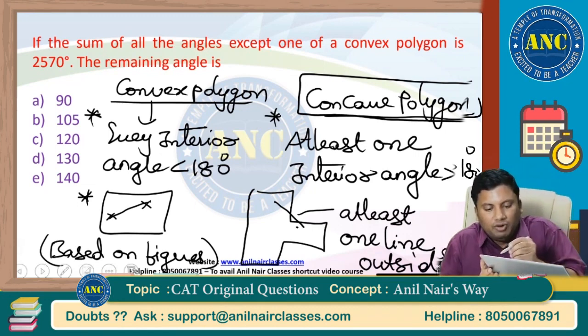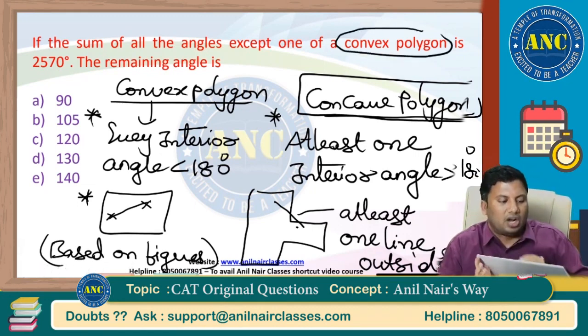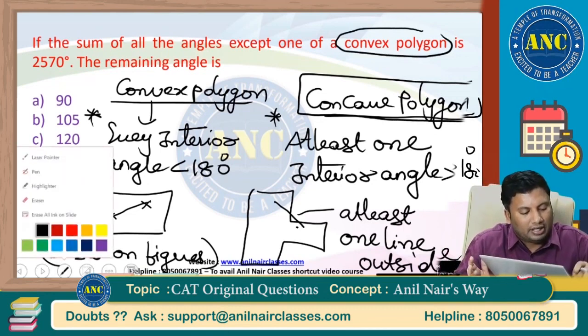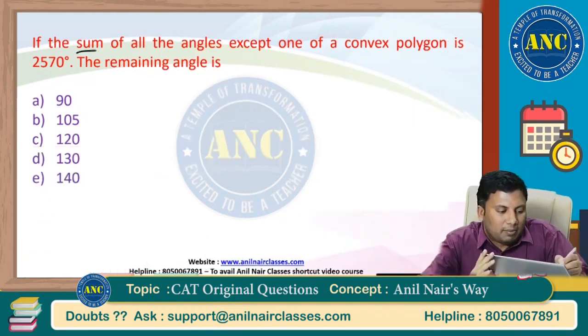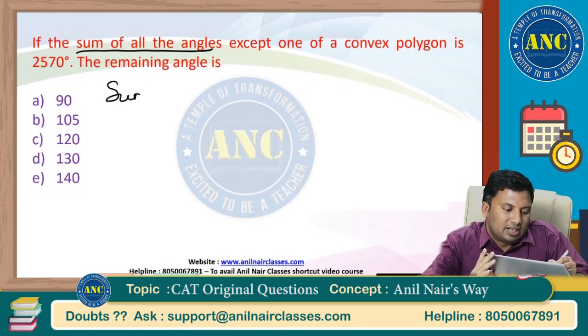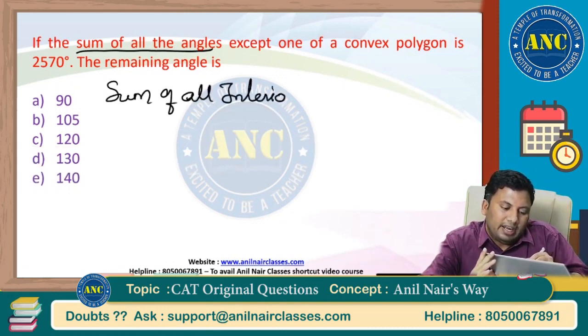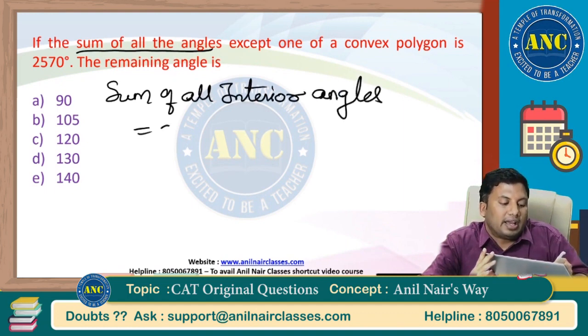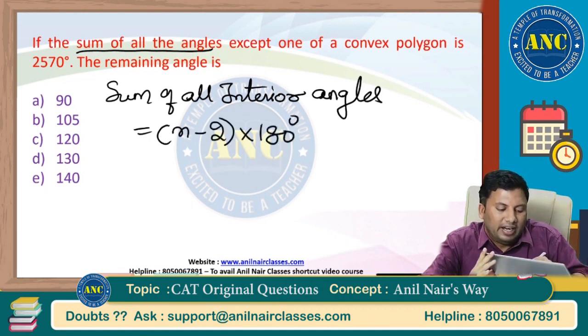Second point, we should know what a convex polygon is. Second key point, please write down, sir. Sum of all interior angles. Sum of all interior angles is given by n minus 2 into 180 degrees.